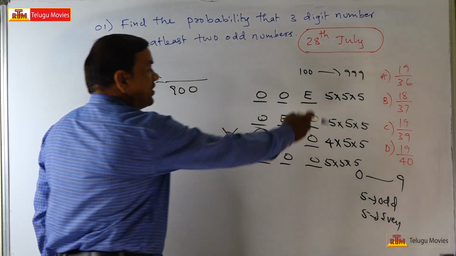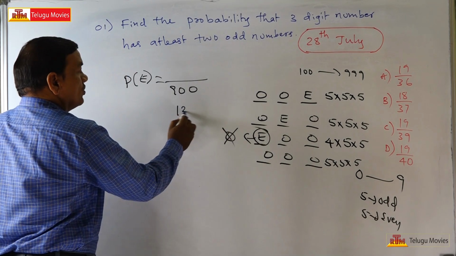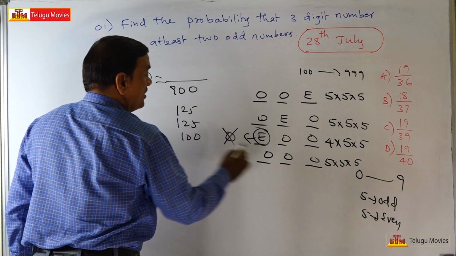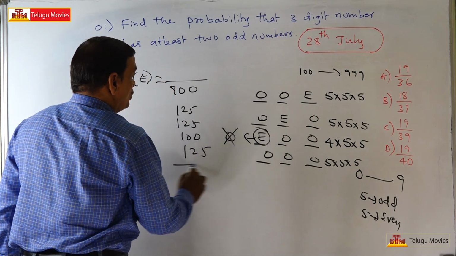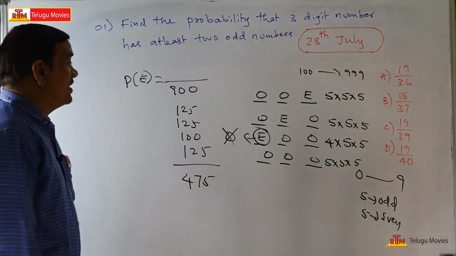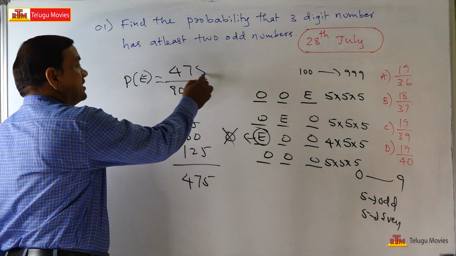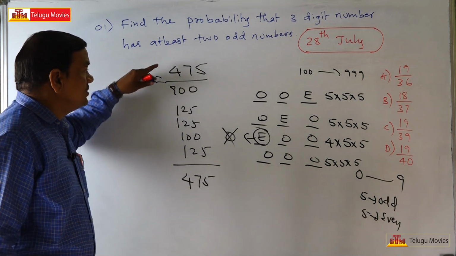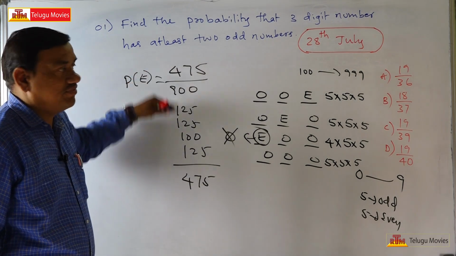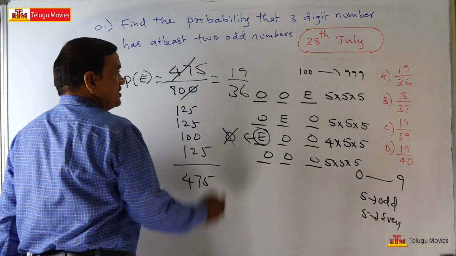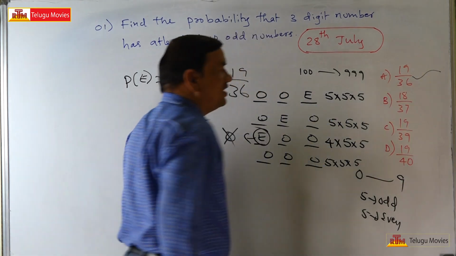Now, 5 fives are 25, so that is 125. That is also 125. So this is 100. This is 125. Total 475. Total favorable cases are 475. Total number of cases are 900, out of which favorable cases are 475. If you cancel this, you will get 19 by 36. So 19 upon 36 is your correct answer.